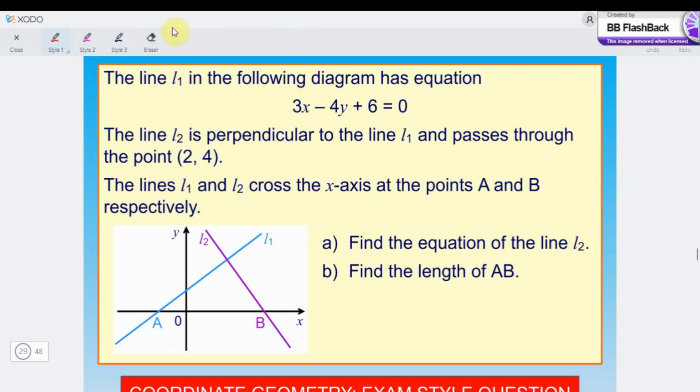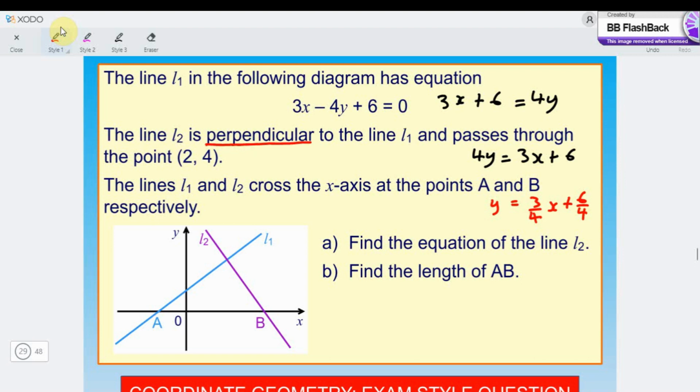Now, to do this question, they told us that L1 is perpendicular to L2. So the first thing you have to do is rewrite the equation of L1 in the form y equals mx plus c. If we bring it over, this is saying 3x plus 6 is equal to 4y. So the equation is 4y is 3x plus 6. If we divide both sides by 4, then the line is y is equal to 3 over 4 x plus 6 over 4. That's the equation of L1.